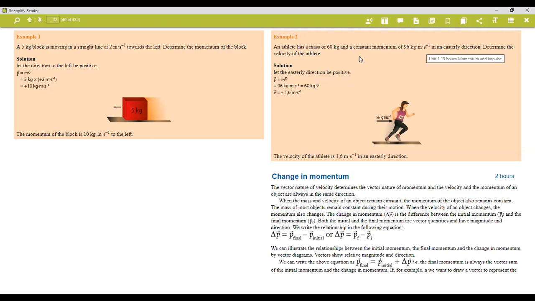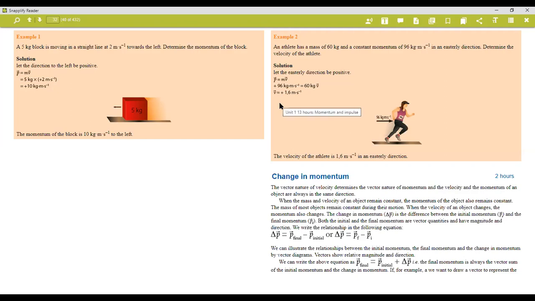They say determine the velocity of the athlete. So we already have our momentum and we've got our mass. What are we calculating? We're calculating the velocity. So you can do your substitution, and you're going to say 96 divided by 60, and that's going to give you 1.6 meters per second.